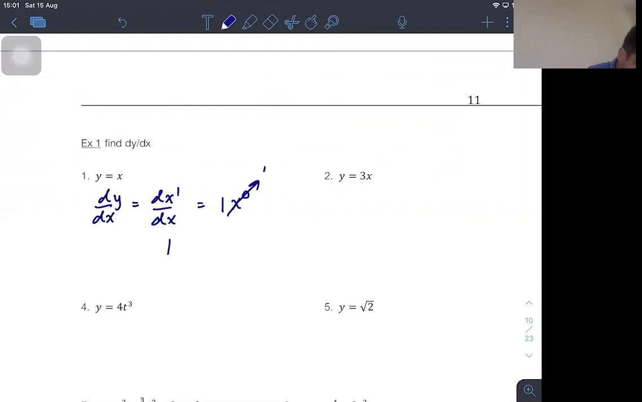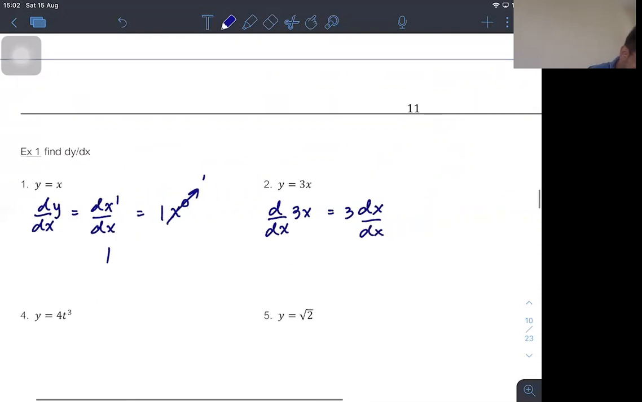And when you diff 3x, it is 3 times diff x, and diff x from the last example was 1, so we just come up with 3.